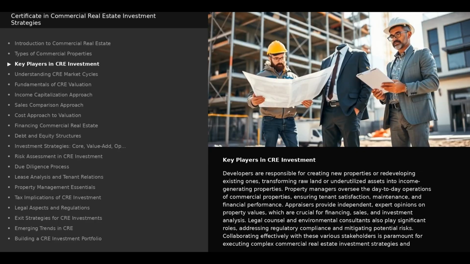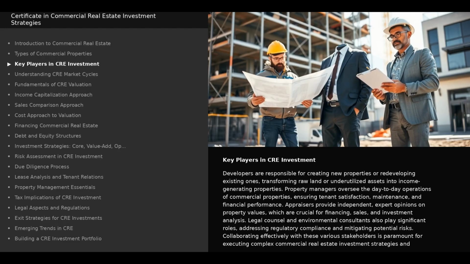Developers are responsible for creating new properties or redeveloping existing ones, transforming raw land or underutilized assets into income-generating properties. Property managers oversee the day-to-day operations of commercial properties, ensuring tenant satisfaction, maintenance, and financial performance. Appraisers provide independent expert opinions on property values, which are crucial for financing, sales, and investment analysis.